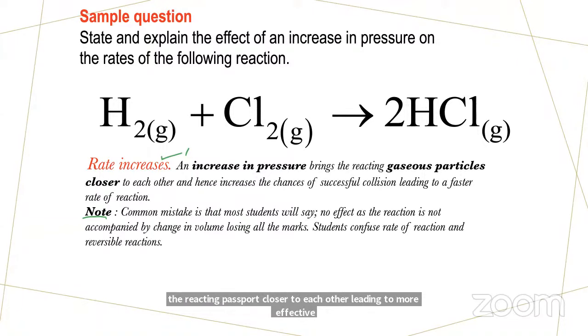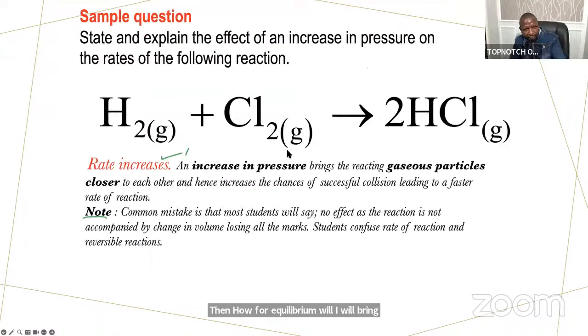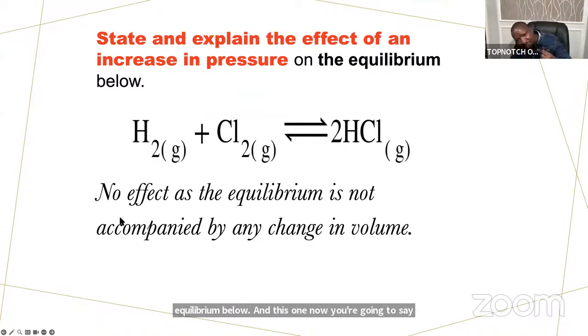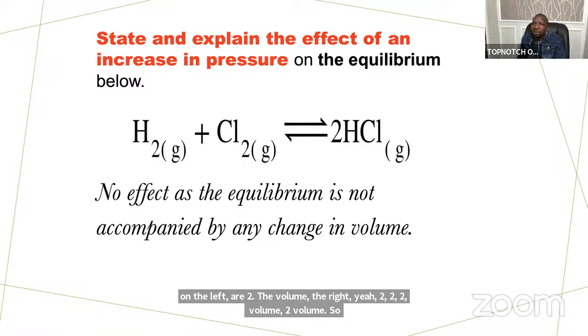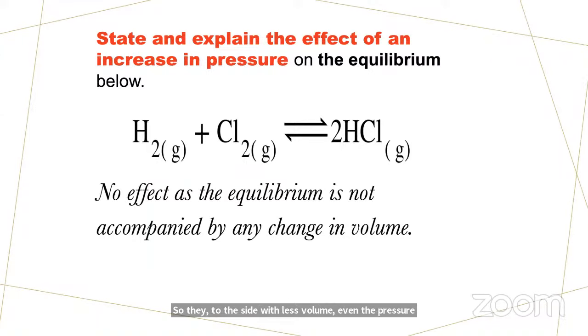I think I'm not clear. Then for equilibrium, they will bring a question with this kind of arrows. And with this one we are talking about: state and explain the effect of an increase in pressure on the equilibrium below. And here you are going to say there is no effect because the equilibrium is not accompanied by any change in volume. The volume on the left is two. The volume on the right is two. So the equilibrium should be shifted to the side with less volume, if there is a difference in pressure.